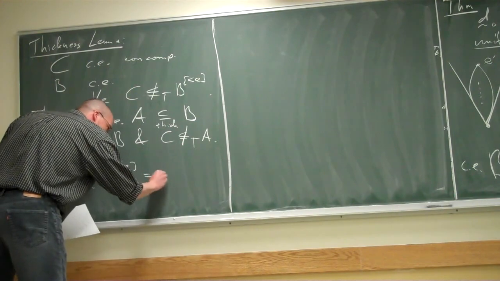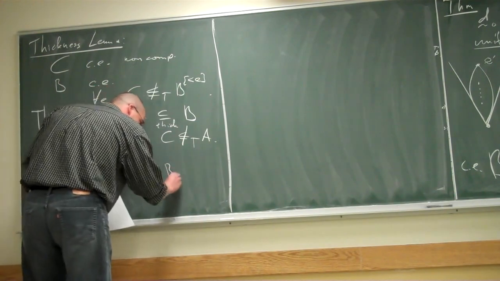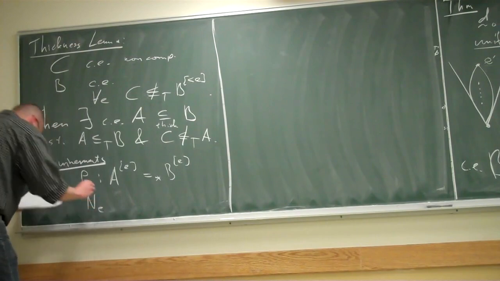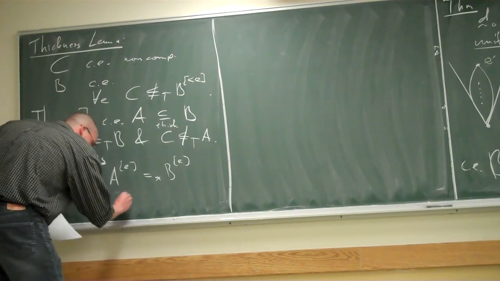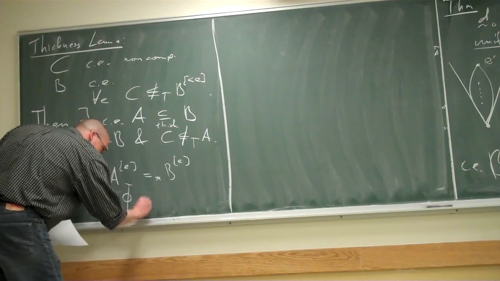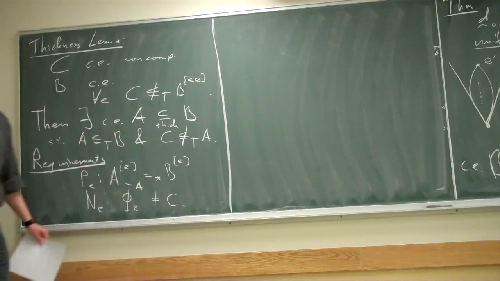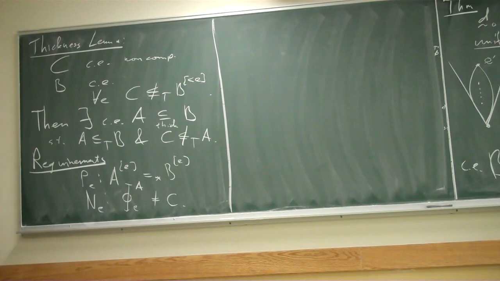The eth column of A is almost equal to the eth column of B, and NE, which says the eth Turing machine does not suffice to compute C from A. I think these obviously are the right requirements to work with. Everybody happy with these two?